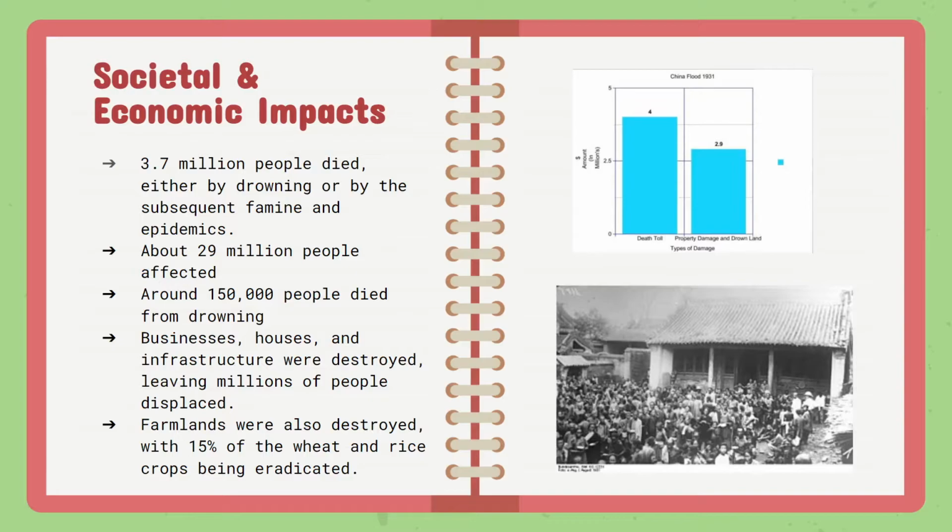Okay, so other impacts. Approximately 3.7 million people died either by drowning or by subsequent diseases. Historians have suggested that the number of people affected by the flood may have been almost 53 million people. Around 150,000 people died from drowning, while the rest of the deaths came from starvation and disease, as mentioned before. In addition to that, businesses, houses, and infrastructure were destroyed, leaving millions of people displaced. Farmlands were also destroyed, and about 15% of the wheat and rice crops were eradicated. The combined ecological and economic impacts of the disaster caused many areas to decade from famine.